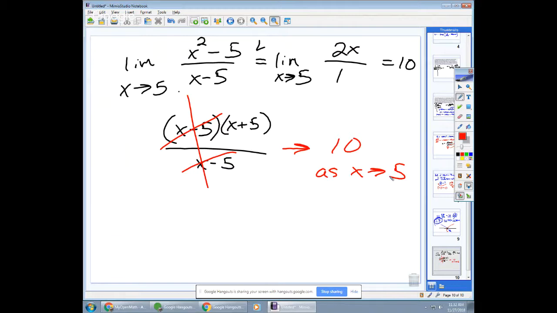Wait, how does x squared minus 5 factor into x minus 5? Oh, that's what I was saying. Sorry, what? This was supposed to be a 25. Okay, cool, that makes sense. I was like, it's not 0 over 0. Okay, yeah, so now this is 0 over 0. Now this factors, and now it works.